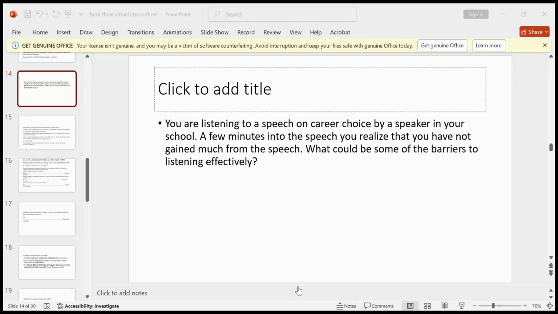Fidgeting. What would lead to you maybe being so fidgety? Could be because you're sick or sleepy. So fidgeting on your seats is not really a barrier unless it is caused by the physiological emotions.